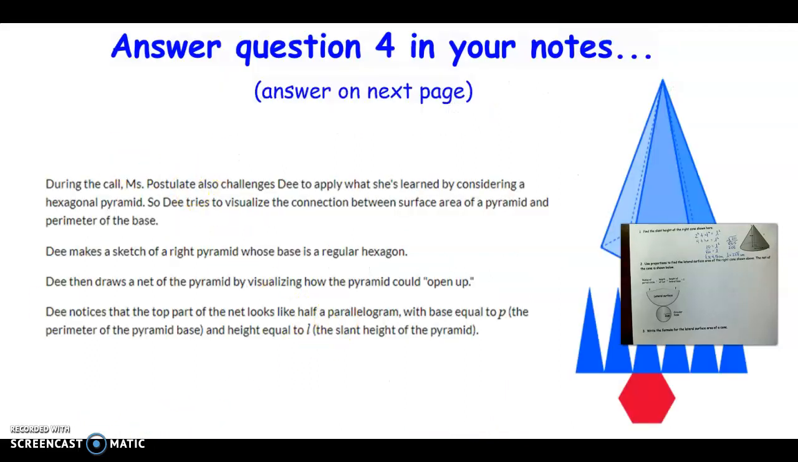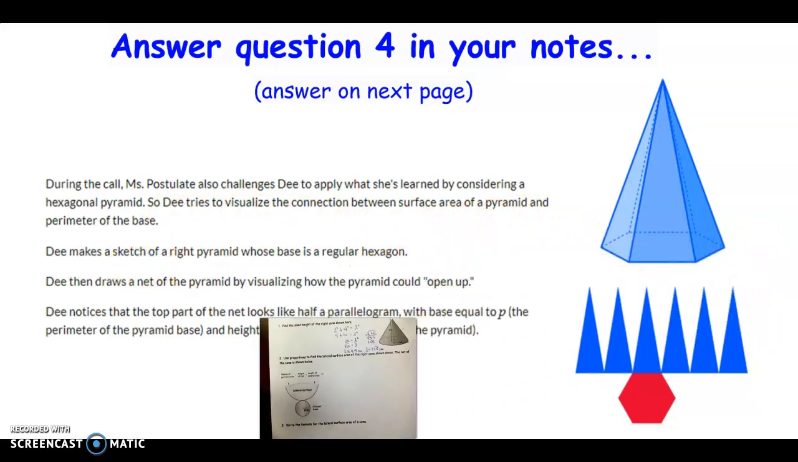So let's look at question 4 in your notes. It says, during the call, Ms. Postulate also challenges Dee to apply what she's learned by considering a hexagonal pyramid, however you want to say that. So Dee tries to visualize the connection between surface area of a pyramid and the perimeter of the base. So she makes a sketch of the right pyramid whose base is a regular hexagon, and then draws a net of it, visualizing how the perimeter could open up.